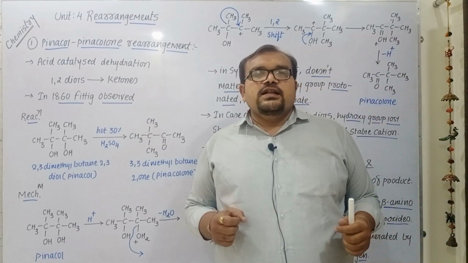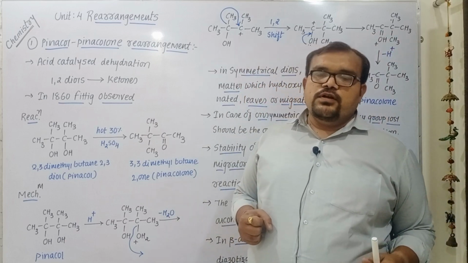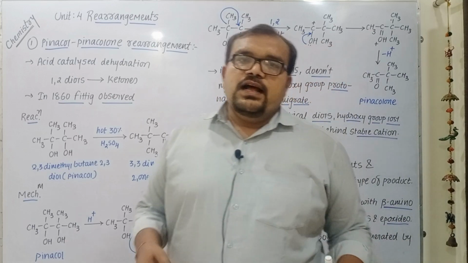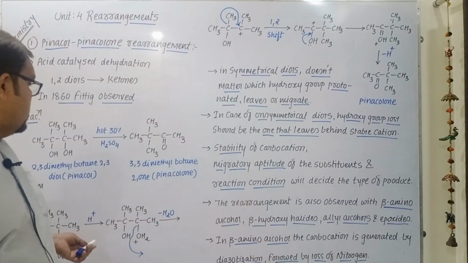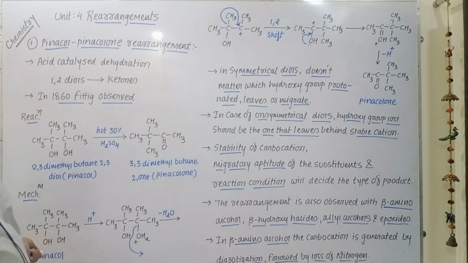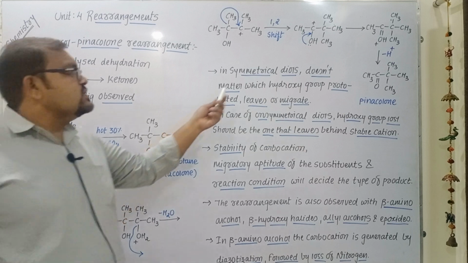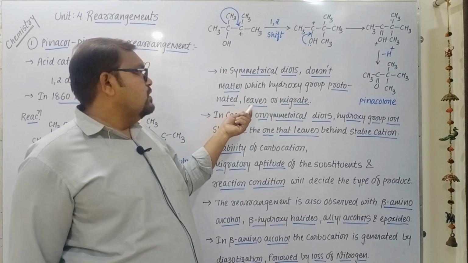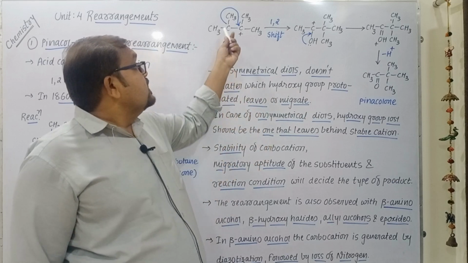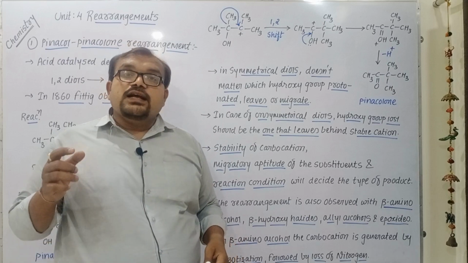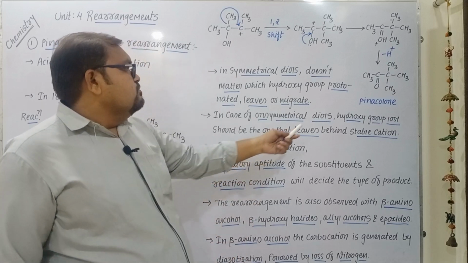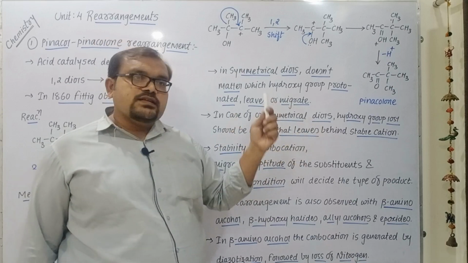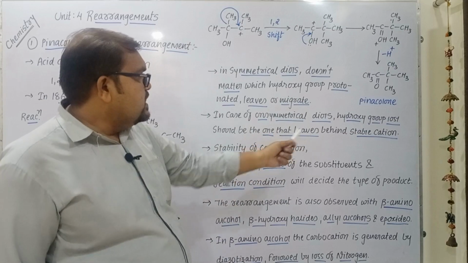Now in every rearrangement there are certain important points, right? We will go through this rearrangement in detail, as here we are using symmetric diols. When we are using symmetric diols, it doesn't matter which hydroxy group is protonated or leaves, or which group migrates, as we can see here. But in the case of an unsymmetrical diol, the hydroxy group lost should be the one that leaves behind the more stable cation, right? So this is very important.